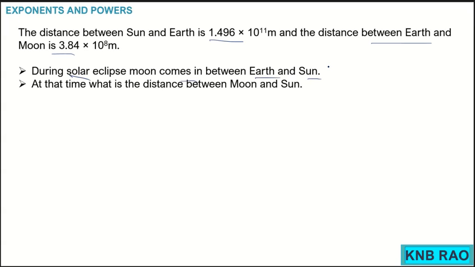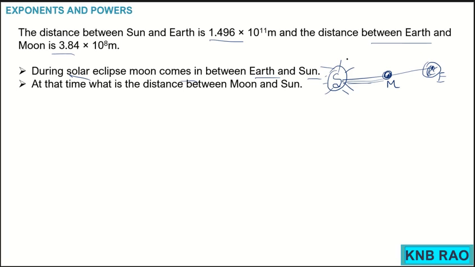At that time, what is the distance between moon and sun? That means it's a straight line. On a straight line, we have earth and we have sun. In between sun and earth, we got a one small moon coming. So now we need to find the distance between moon and sun at that time during solar eclipse.